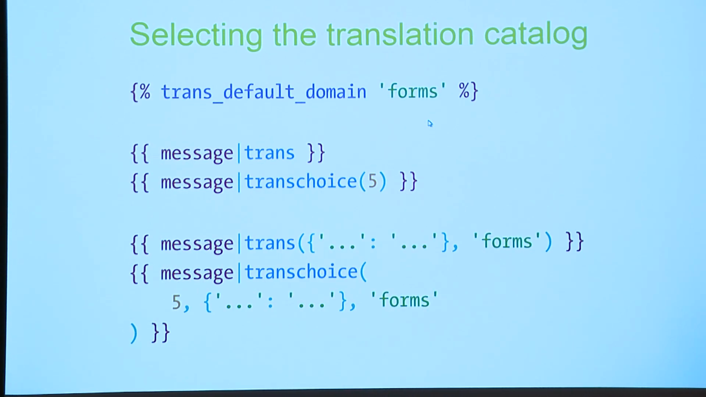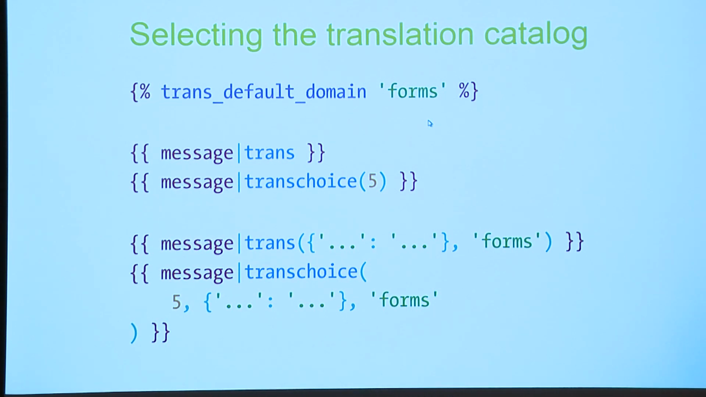Then, of course, this is just a reminder of how to use the messages. In Twig, you have several helpers to get the translation for some message. So message pipe trans, and you get the translation for the message. I'm not going to talk much about that, but you know that there can be several plural forms per message. So if you need an S at the end of some word because there is one apple and two apples, there is this trans choice system which allows you to select automatically apple or apples based on the number.